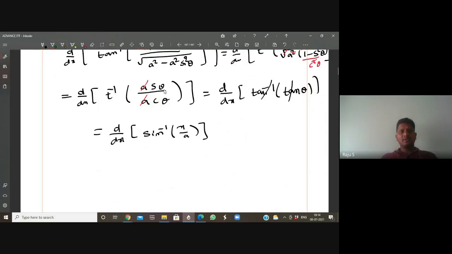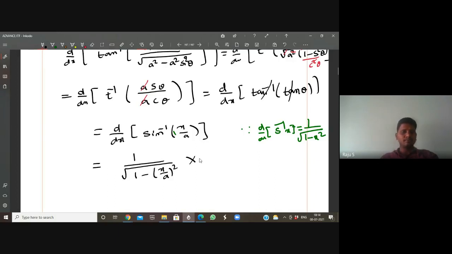Since we know that, what is the derivative of sine inverse x? Sine inverse x derivative is 1 by root over 1 minus x square. In place of x, here we are having x by a. So this is equal to 1 by square root of 1 minus x by a whole square into d by dx of x by a. Yeah, d by dx of x by a is 1 by a.